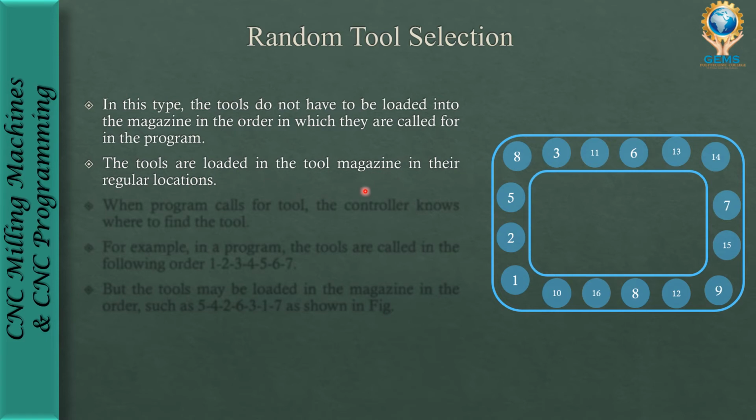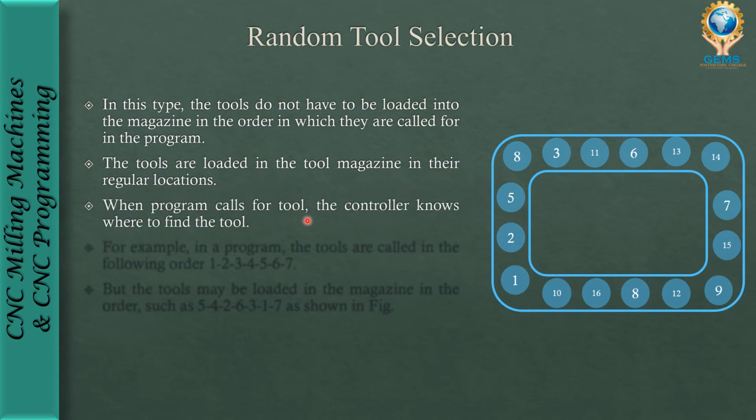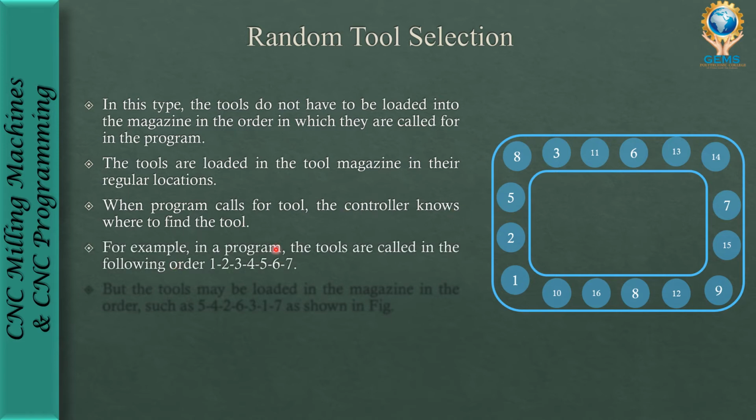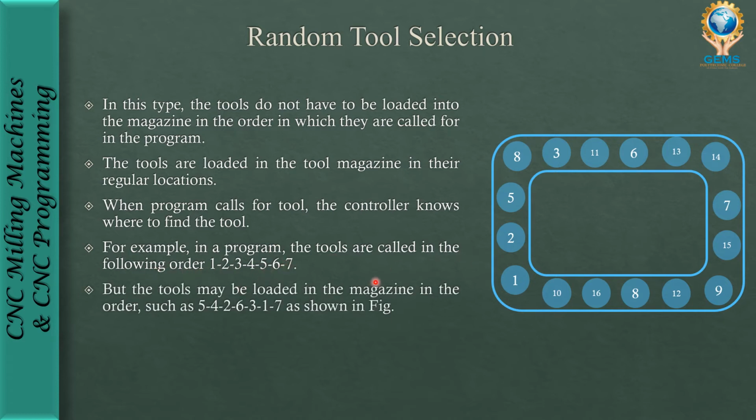The tools are loaded in the tool magazine in their regular locations. When the program calls for a tool, the controller knows where to find the tool. For example, in a program the tools are called in the order 1 2 3 4 5 6 7, but the tools may be loaded in the magazine in an order such as 5 4 2 6 3 1, as shown in the figure.